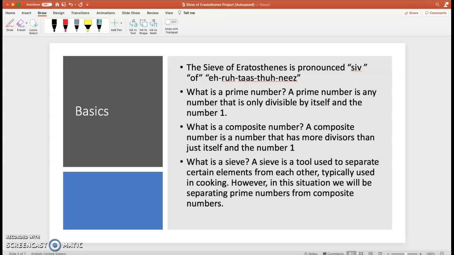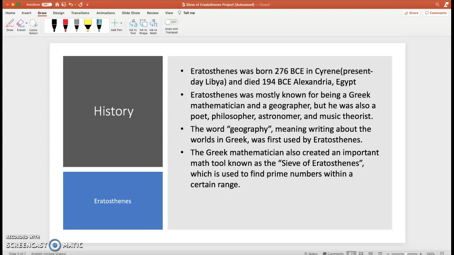A sieve is a tool that's used to separate certain elements from each other, typically used in cooking. However, in this situation, we will be separating prime numbers from composite numbers. First, let's look at some history of Eratosthenes.